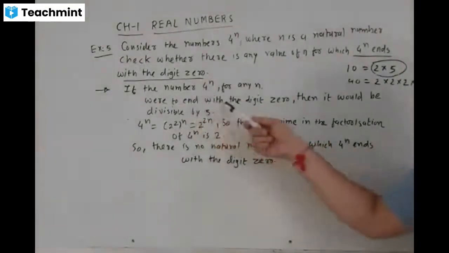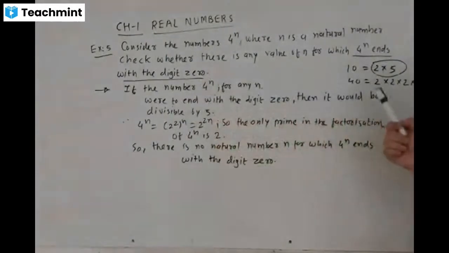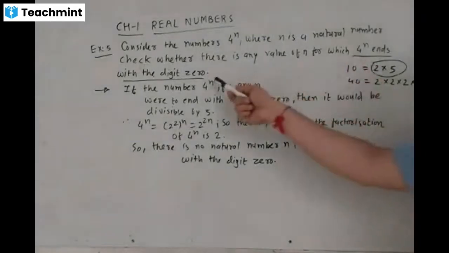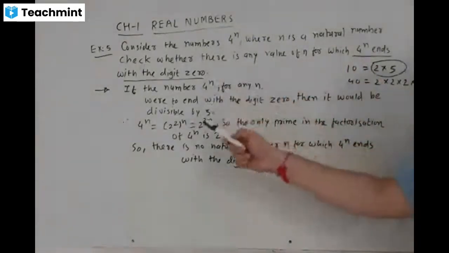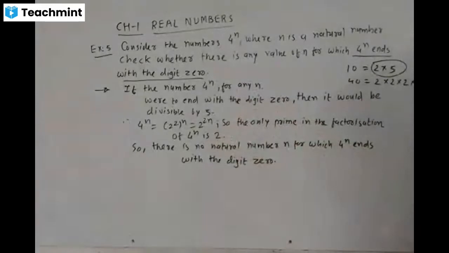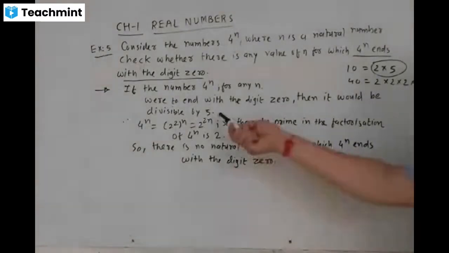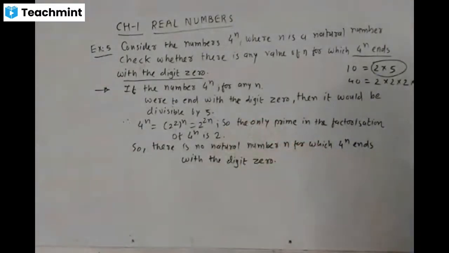If the number were to end with the digit 0, then it would be divisible by 5. वो नंबर 5 से divisible होगा कंपलसरी. कोई भी नंबर ले लो जिसका यूनिट डिजिट 0 है तो वो ऑलवेज 5 से डिविजिबल होगा. Suppose the number is 10, 20, 30, 40, 50, 60, 70, 80, 90, 100. कोई एनी वन नंबर, that number is divisible by 5 because of the divisibility rule of 5.